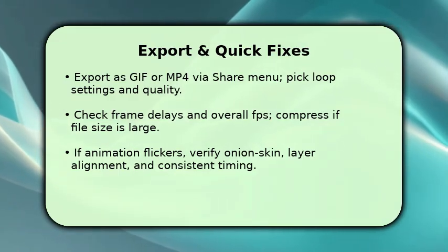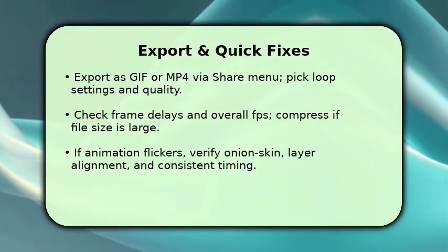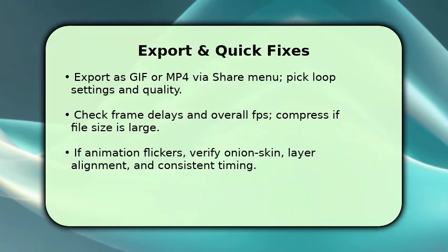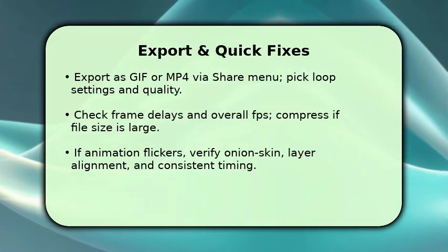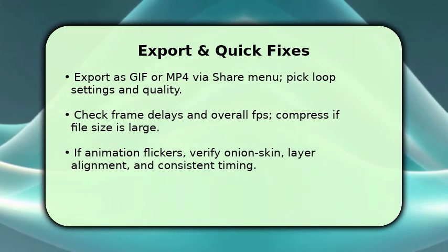If you run into issues like flicker or jitter, check that onion skin was used consistently, layers are aligned each frame, and frame delays are uniform. Fixing those three things usually resolves timing and continuity problems quickly.